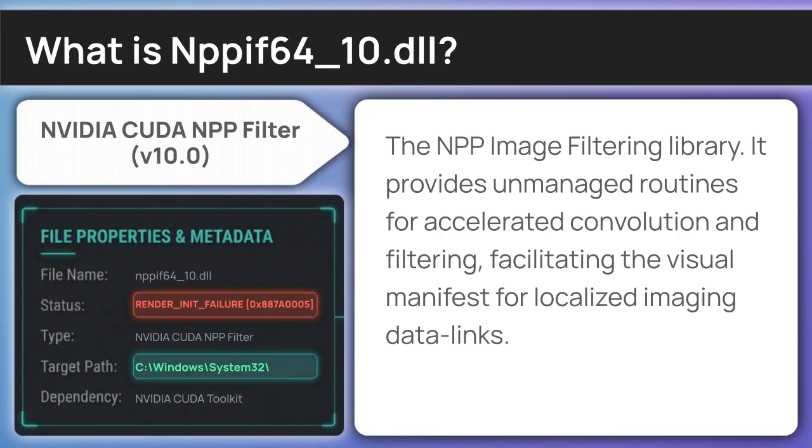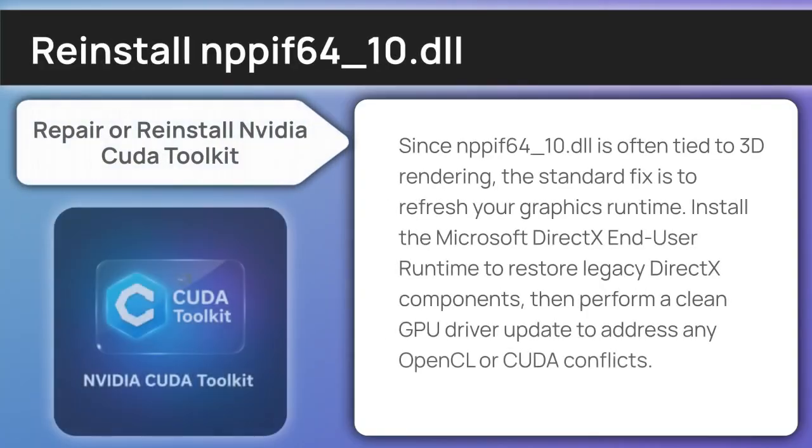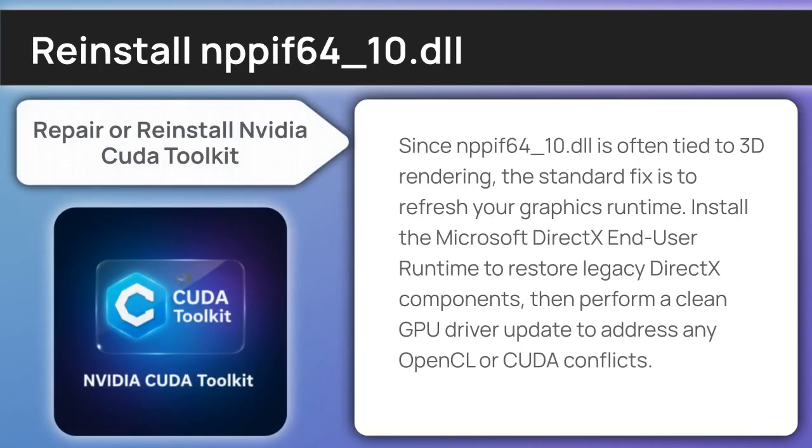Let's get to work. We'll start with the most common fix for this specific error. Since NPP IF64 DLL is often tied to 3D rendering, the standard fix is to refresh your graphics runtime. Install the Microsoft DirectX end-user runtime to restore legacy DirectX components, then perform a clean GPU driver update to address any OpenCL or CUDA conflicts.